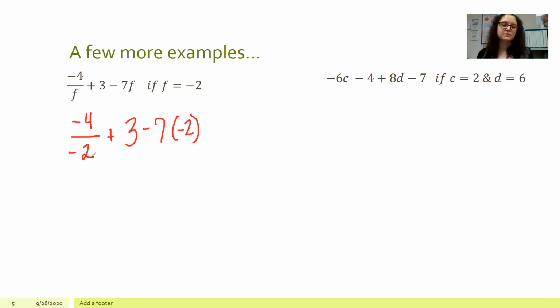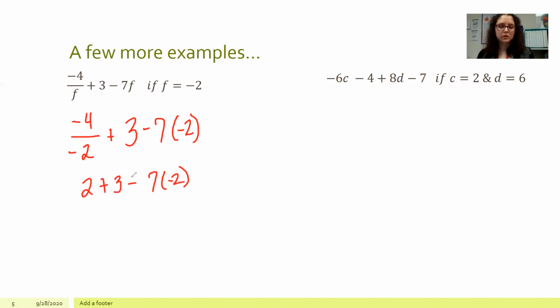So whatever I see first on the left, I'm going to solve first. So I see my division first. So 4 divided by 2 is 2. A negative divided by a positive, good grief. A negative divided by a negative is a positive. I kept trying to give the answer. Okay, so plus 3 minus 7 times negative 2.